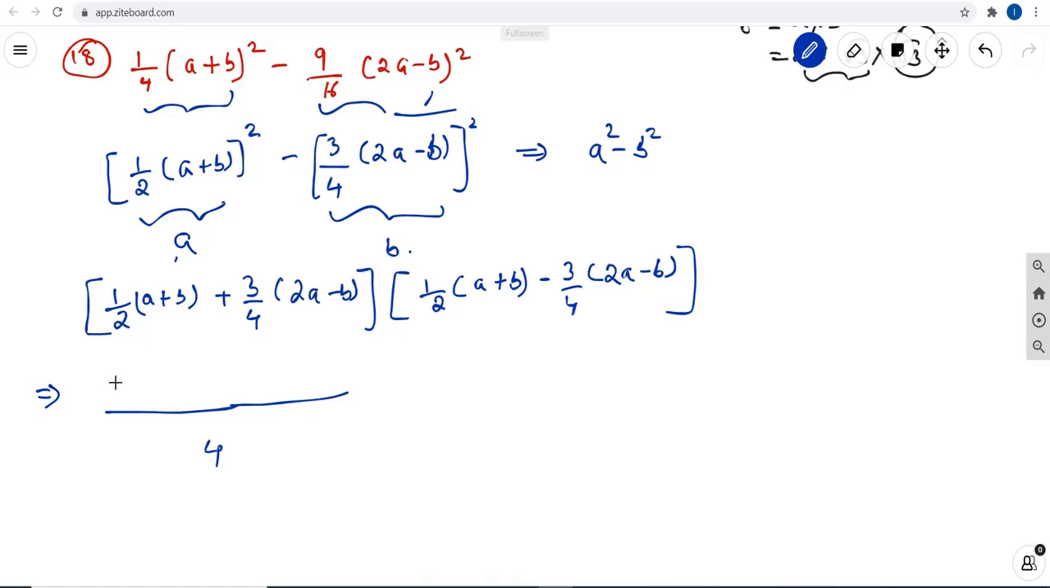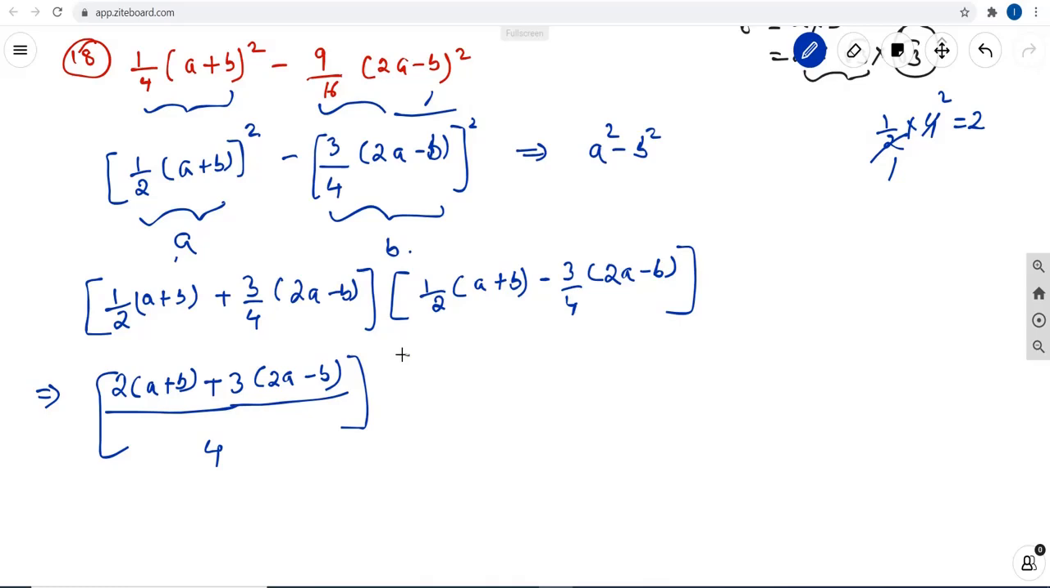See, this 2 and 2 get cancelled. So what I'm going to get is 2. 2 will get cancelled in 4. So what is the remainder here? If I cancel it, see here 1 by 2 into 4, so 2 ones are 2. So what I'm going to get is 2. So this 2 has to be multiplied here. So 2 into (a plus b). 3 by 4 into 4 means 4 gets cancelled. So what is left? Plus 3 into (2a minus b). So this is going to be this term.